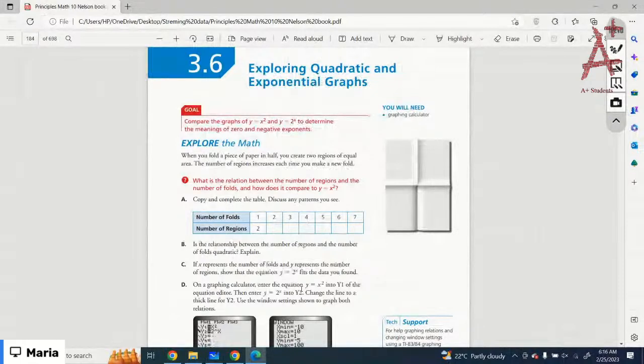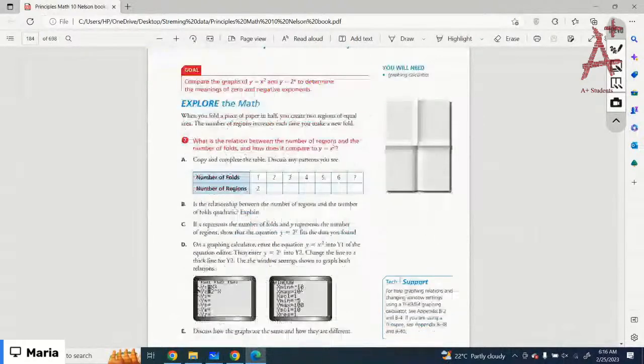The next one is exploring quadratic and exponential graphs. So let's just start with the lesson.